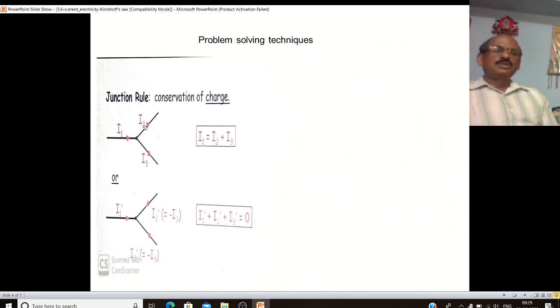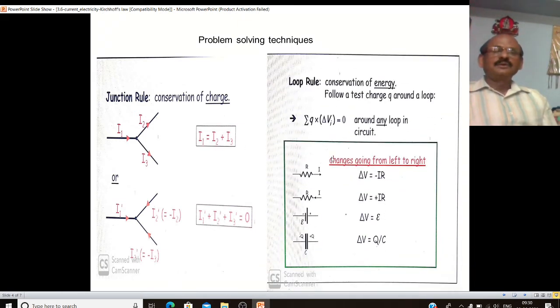First, just see the junction rule, which is based on the conservation of charge. Here I1 current is coming in, I2 and I3 are leaving, so I1 equals I2 plus I3. Now the loop rule, which is based on conservation of energy. Follow a test charge Q around a loop, then the summation of charge times change in potential is equal to 0.